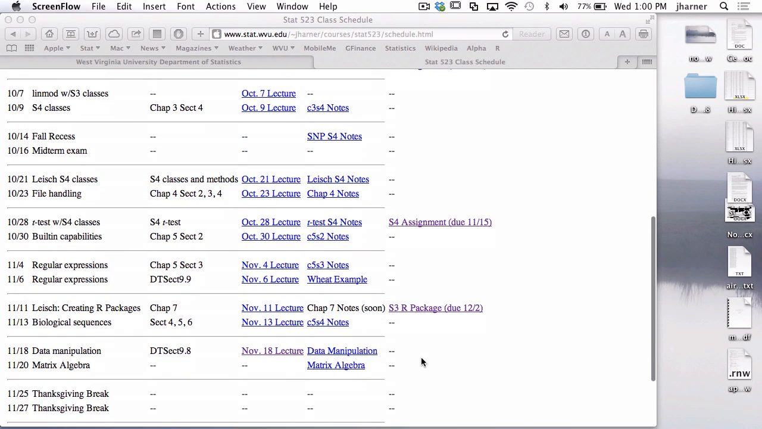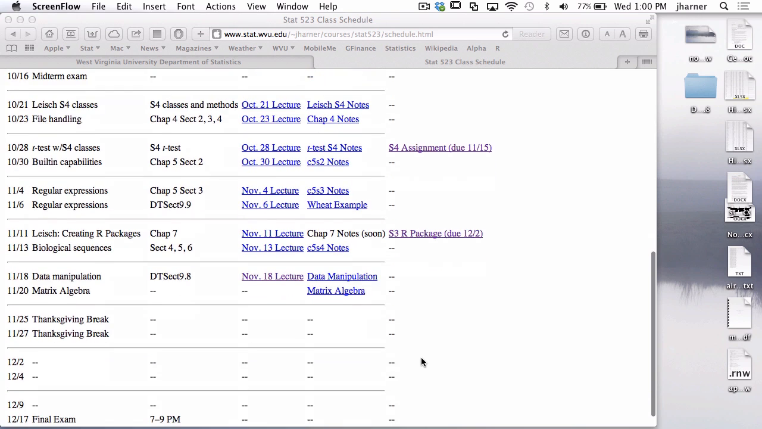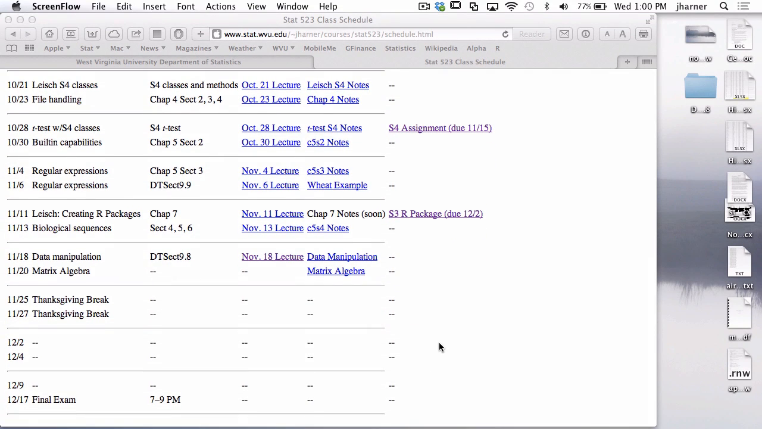I have the schedule up for 5:23, and I just wanted to mention to you what we're going to do today and what I will be doing over the next week or so. Well, the week after next.